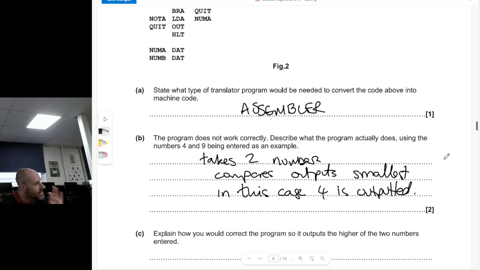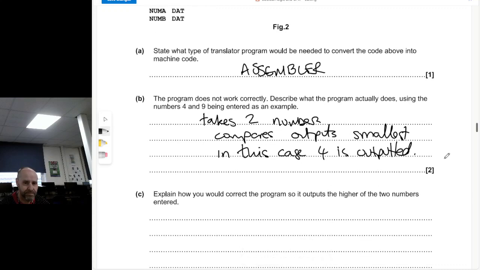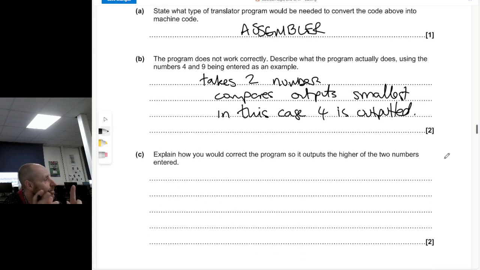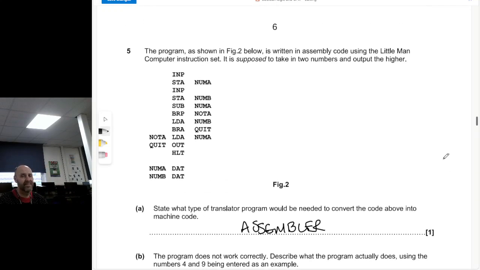Right. And then the next bit, the fix. When they say explain in a program, they want you really to put some code. So in Little Man Computer, the fix, there's actually a trivial fix. And it does say in the mark scheme that they're quite happy if you annotate the program.